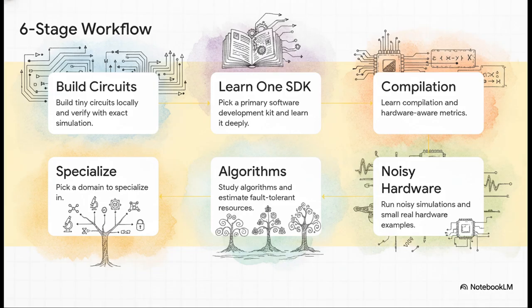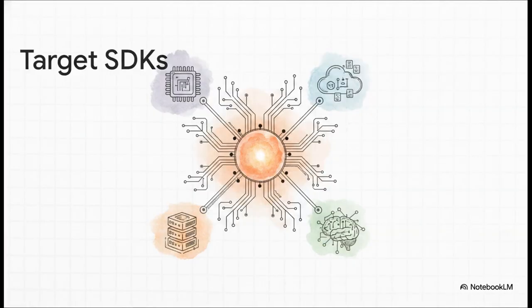Step 4, you confront real-world errors by running noisy simulations and small hardware examples. Step 5 is studying algorithms and complex resource estimation. And finally, Step 6, you pick your specific domain to specialize in. Now, picking that SDK in step 2 is super contextual. You don't just pick the best language, you pick the one that matches your target workflow.